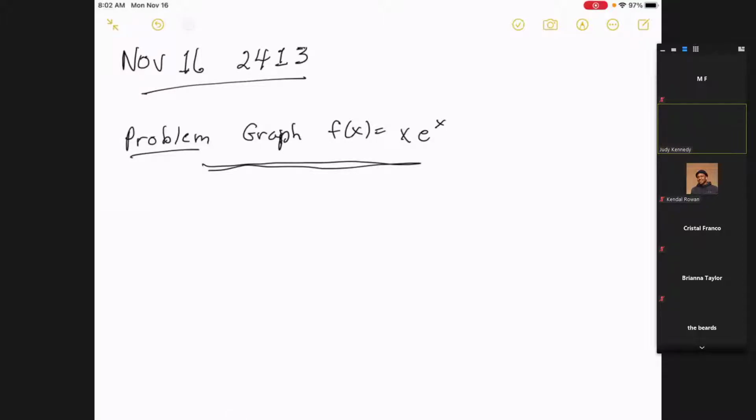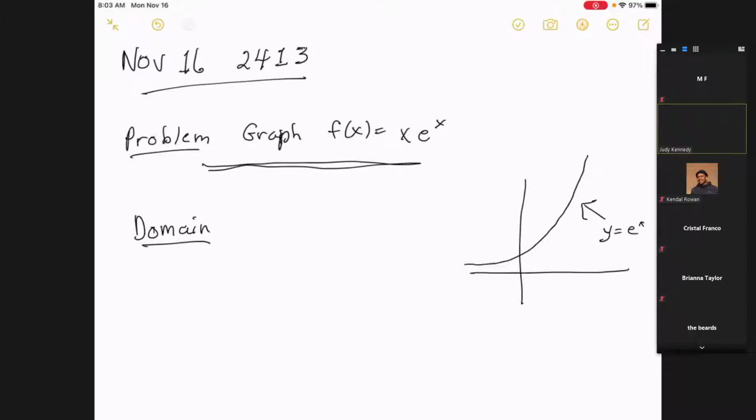Let's see, this one involves e to the x, so let me sketch the graph for e to the x quickly first. It looks like that. Of course, that's not what I'm graphing. I want to graph x times e to the x. All right, so let's go through our usual process. Let's get the domain, the intercepts, and so on. Okay, so domain, that's always a good starting place.